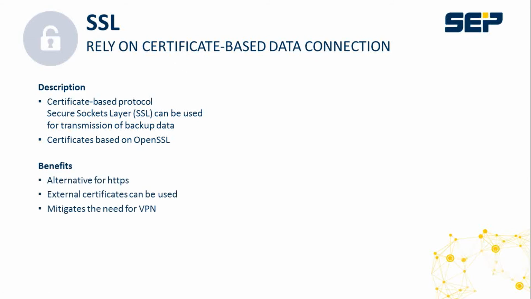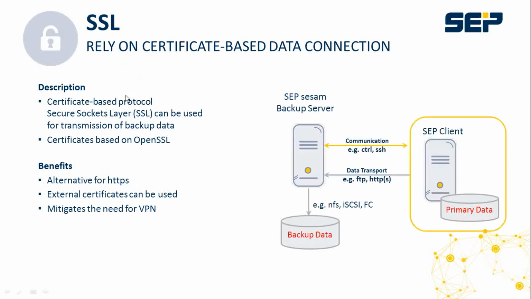You can use the certificate-based data connection. We are using OpenSSL. OpenSSL is integrated in our software to provide the certificates, but it's also possible to use your own certificates, external certificates for the SSL connection. That's also possible. And here is an overview of the protocols we are using today. If data transferred is not encrypted, you could use the FTP or the HTTP protocol. If it should be encrypted, you can only use HTTPS. And now we have the alternative to use SSL as a data transport protocol.